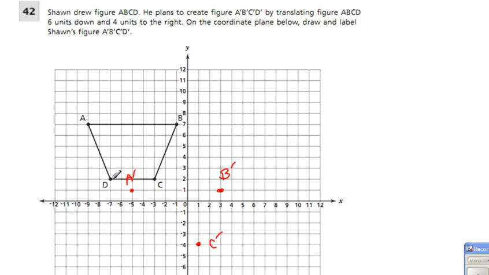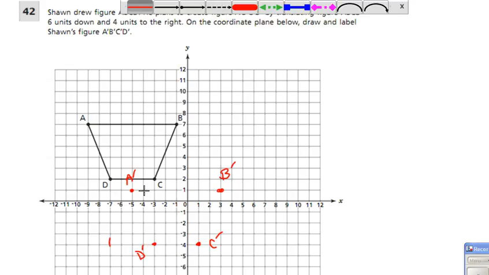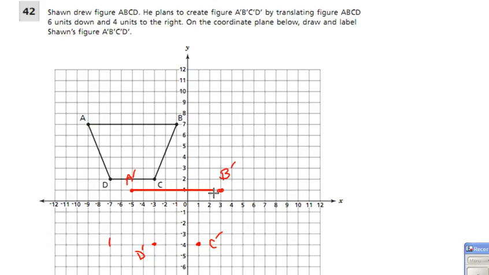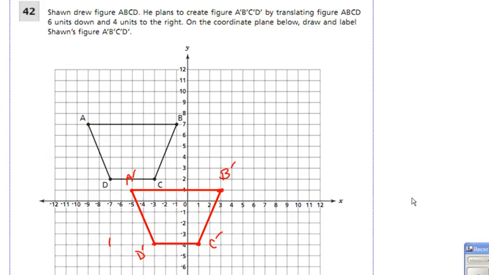C prime. D will be also once again 2, 4, 6, so 1, 2, 3, 4. That will be D prime. When you connect them, you're getting the answer that looks like this. Just fix this as another. Okay, something like that. That would have been our answer.